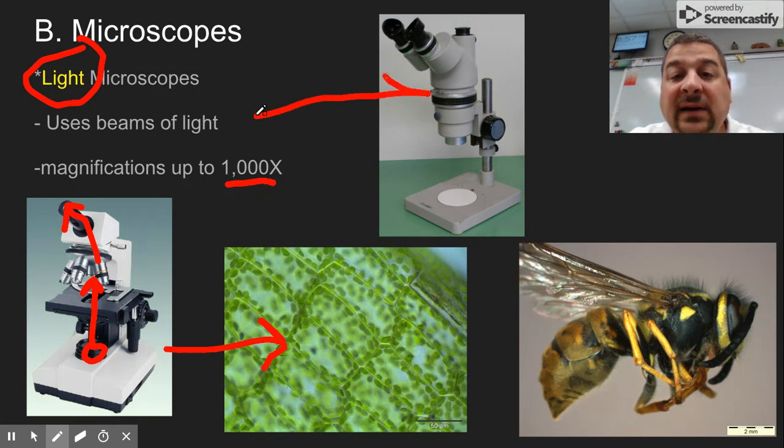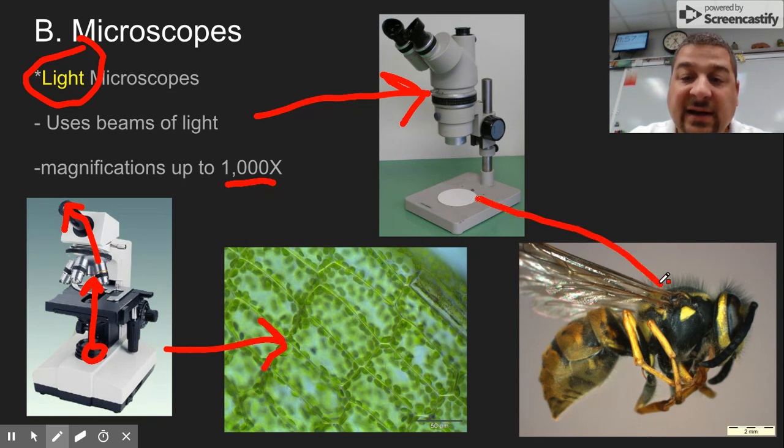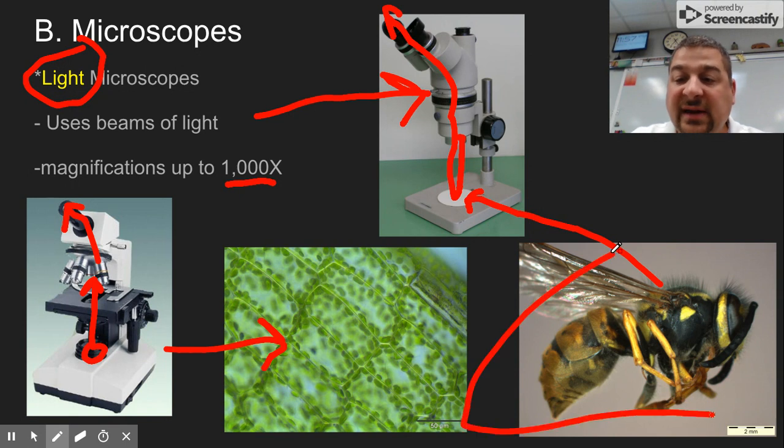Sometimes if you want to look at something that light doesn't pass through, like this yellow jacket over here, you place the yellow jacket on a stereo microscope. The light source is here. It bounces off the specimen and then up through your eyes. So we can look at things. We get these nice, cool pictures like this 3D specimen down here.